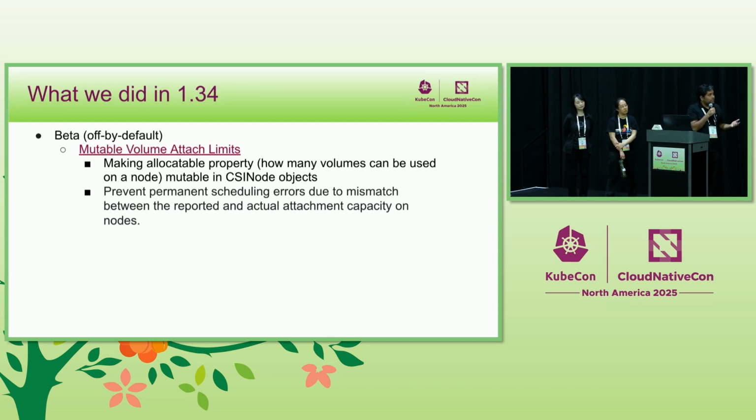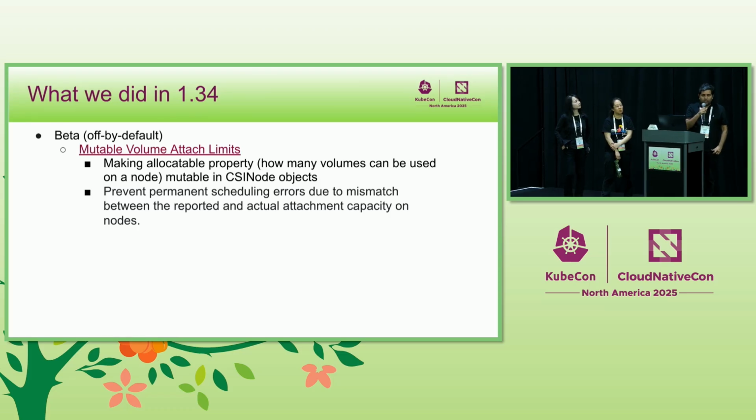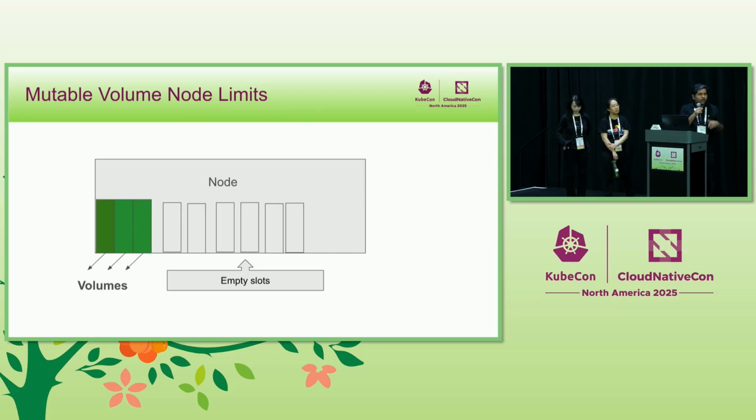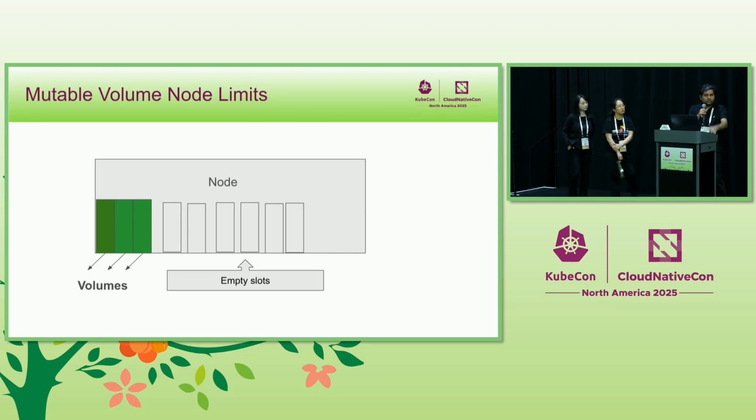And one of the other features we moved to beta in 1.34 is mutable volume attach limits. It's better to explain this with a diagram. So again, using AWS as an example, you have a node and it has these 3 volumes attached to it. And these are the empty slots, the other volumes you can attach to the node.